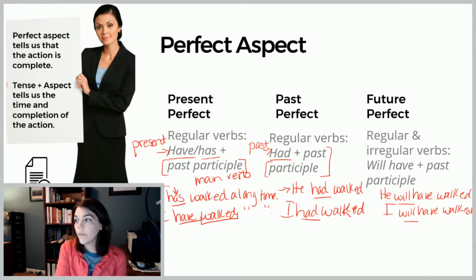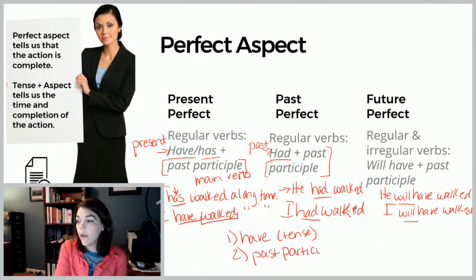Okay? All right, so the perfect aspect has two key parts. I'm going to summarize down here. You're going to have a form of have, okay, and that's going to have our tense. And the second part is the past participle.